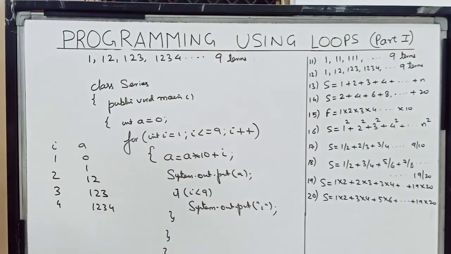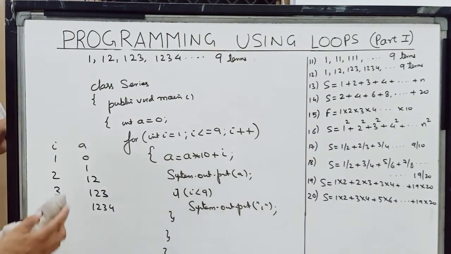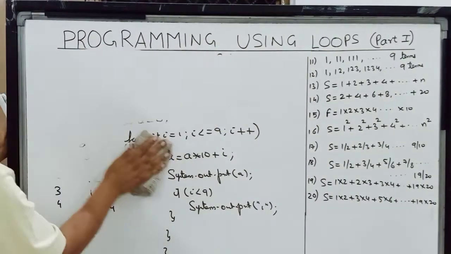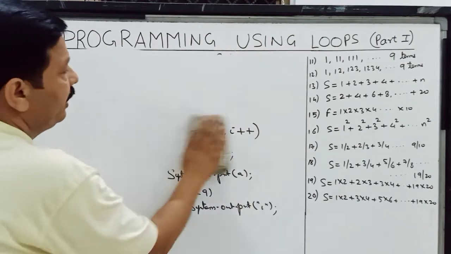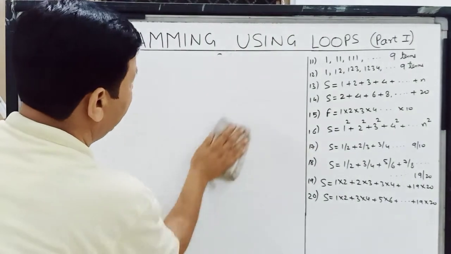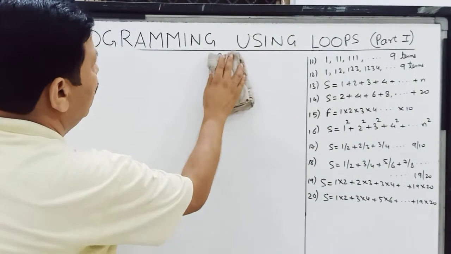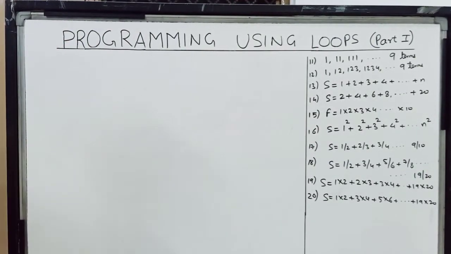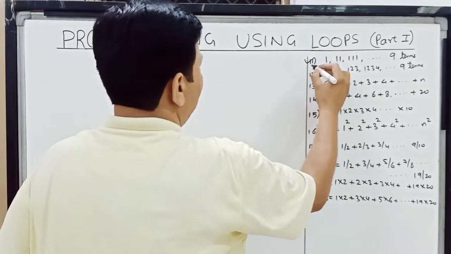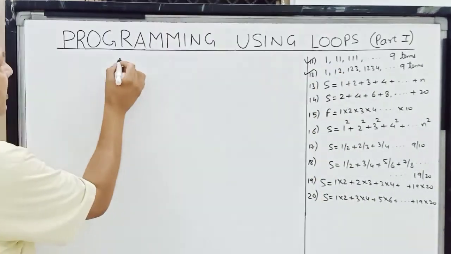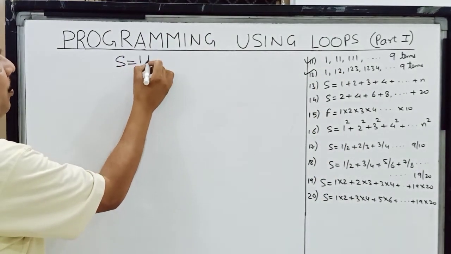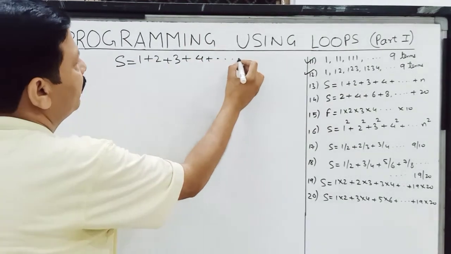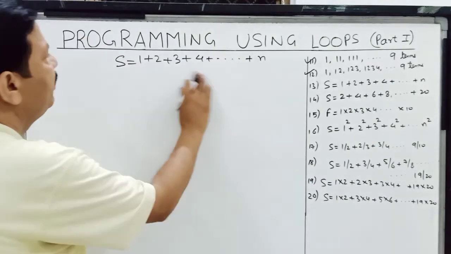And these two series I hope you all have done. Now children, after the series, till now we have just printed the terms of the series. Now there is a little difference in the next series. So these two series I have done. Now in this series, it is not asking me to print the terms. It is asking me to find the sum of all these numbers.